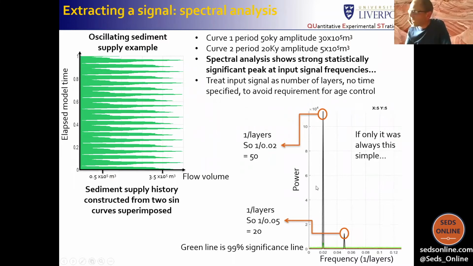And you'll see that this is the kind of result we get from a spectral analysis of this signal. It picks out two peaks that are exactly at the input signals that we put in. So no surprise, the spectral analysis will pick out from a simple case like this what the input signal was.